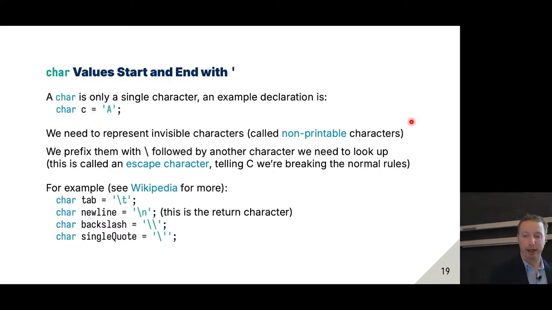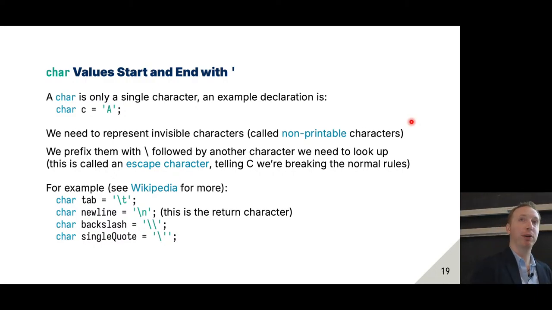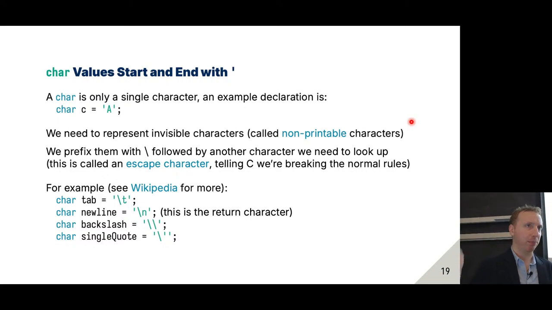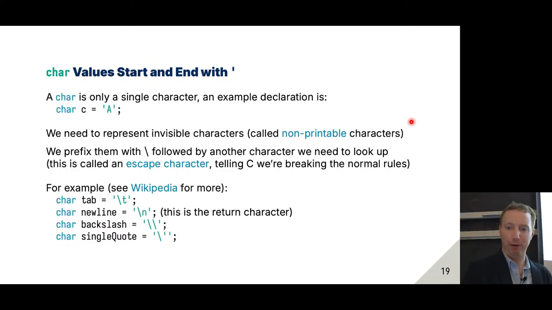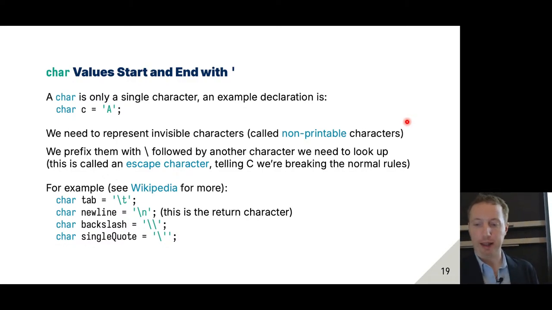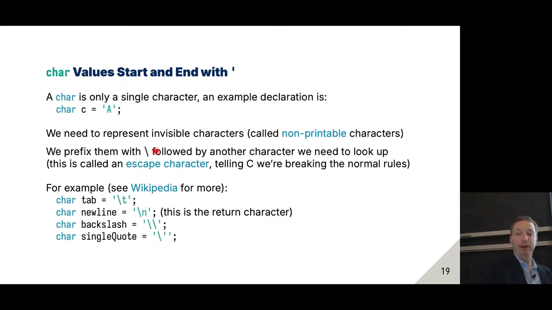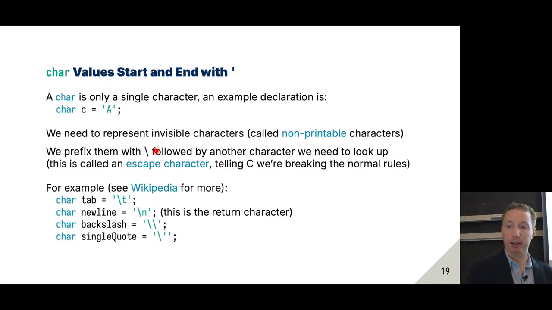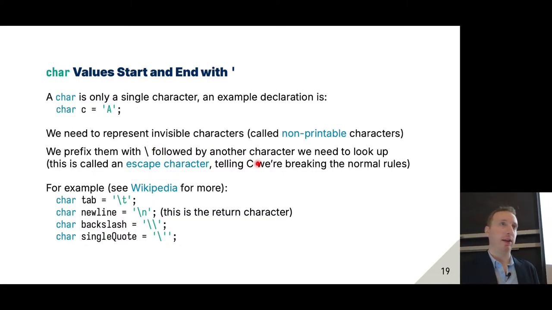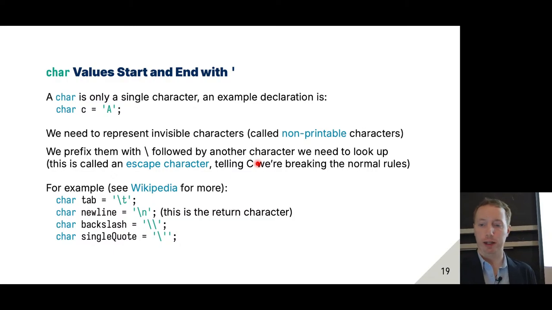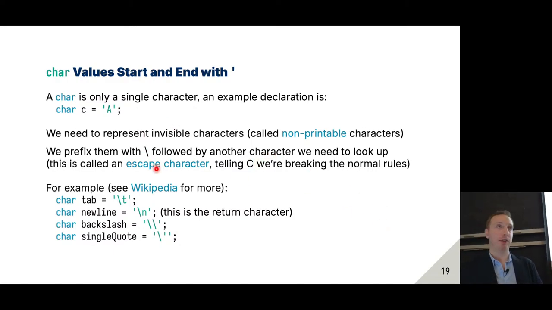So we need to be able to type out those invisible characters. They're called non-printable characters. So we need to be able to say that a character is like an enter key or a tab key or something like that. But we can't just press enter because it would move to the next line. It wouldn't fit just within our single quotes. So in order to represent an enter key or something like that, the rule is we need to prefix them with a backslash character, and that tells C that this represents a character that you can't represent, and the next character you type after that will tell C what it actually represents and not literally use that character. So this backslash is called an escape character.